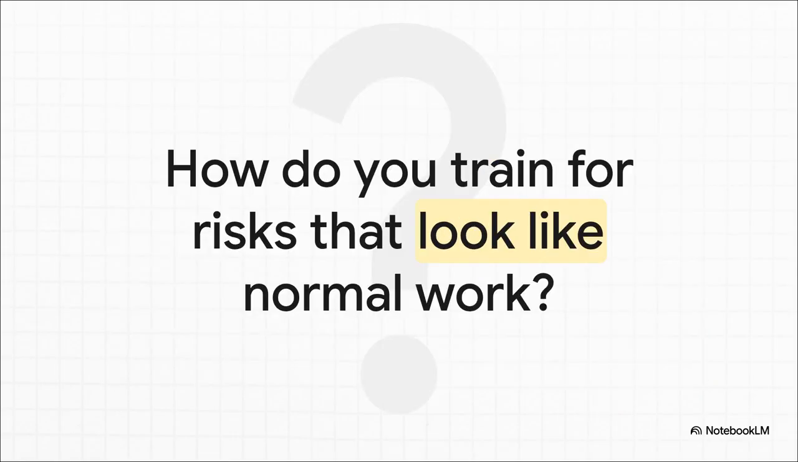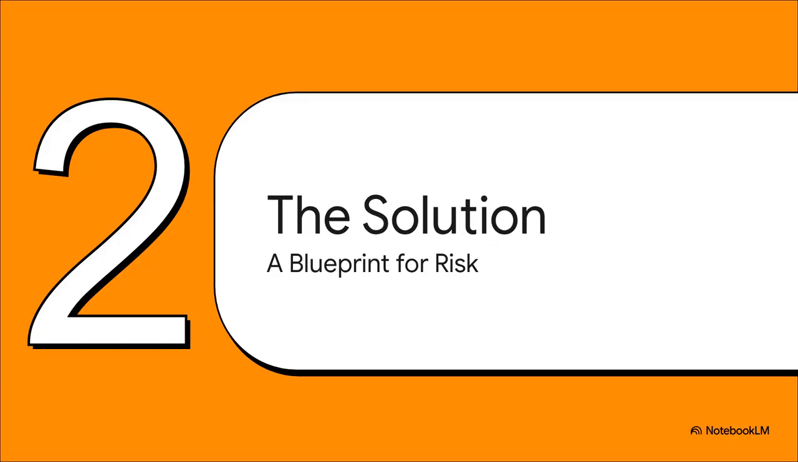So that brings us to the million-dollar question, doesn't it? If the risk is literally woven into someone's daily tasks, like an employee just pasting some sensitive company info into a public chatbot to get a summary, how can you possibly train against that? How do you even spot it? Well, the solution is to stop guessing and start getting systematic. We need a real blueprint, a structured way to map out where these risks are actually hiding in people's day-to-day jobs. And that, my friends, is where something called job task analysis comes into play.